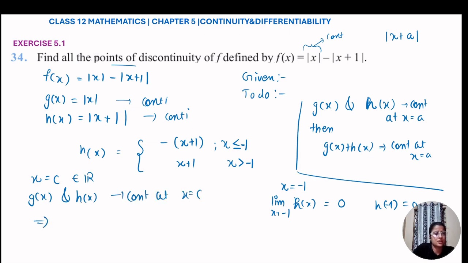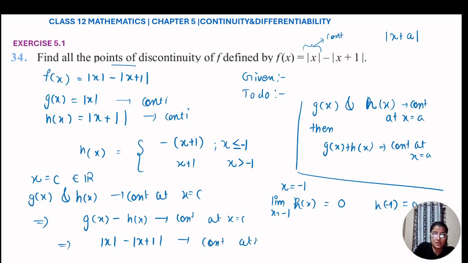So this implies, by algebra of limits, that g of x minus h of x is also continuous at x equals c. That means mod x minus mod x plus 1 is continuous at x equals c, that is, our f of x is continuous at x equals c. We started with an arbitrary real number c and came to the point that f is continuous at c. Therefore, our function f is continuous for each and every real number, that is, every point in its domain. So there is no point of discontinuity.